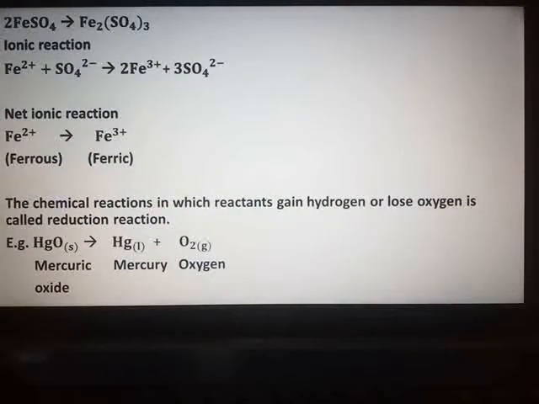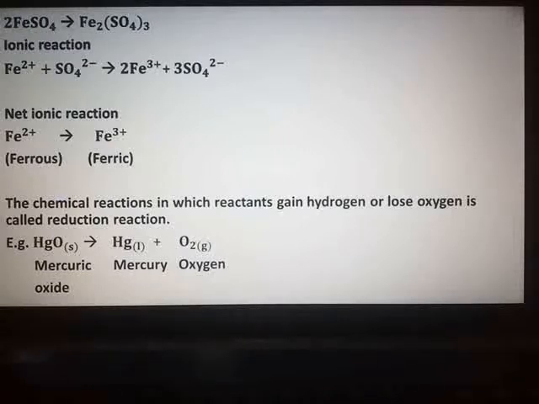So from these chemical reactions, we understand a new definition of oxidation. Oxidation also means losing one or more electrons. Previously we have seen that oxidation is the reactant combining with oxygen or losing hydrogen. But here we have studied one more definition: oxidation also means losing one or more electrons.